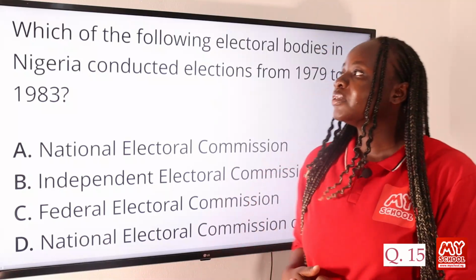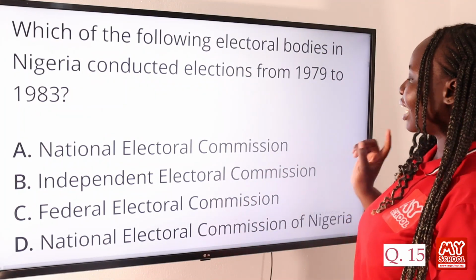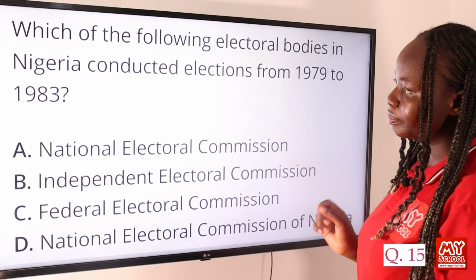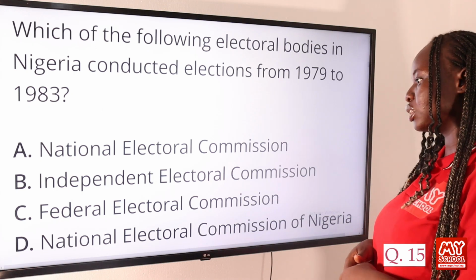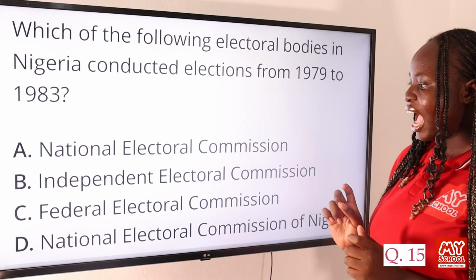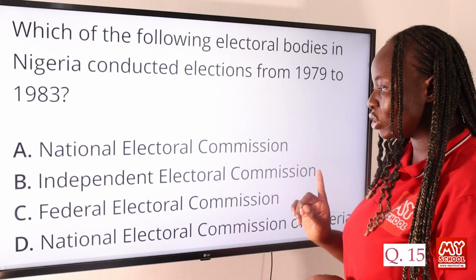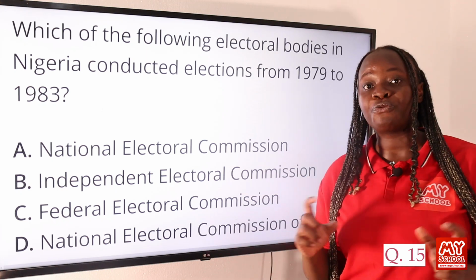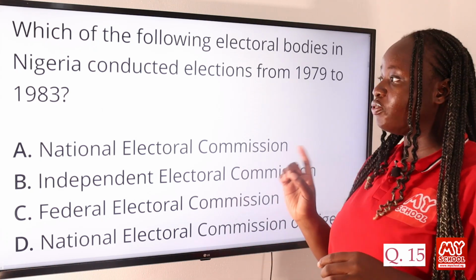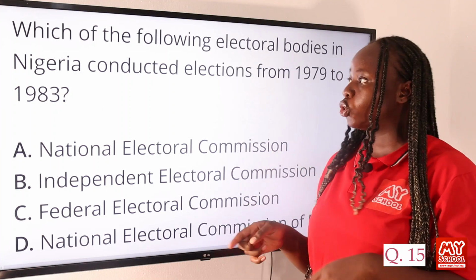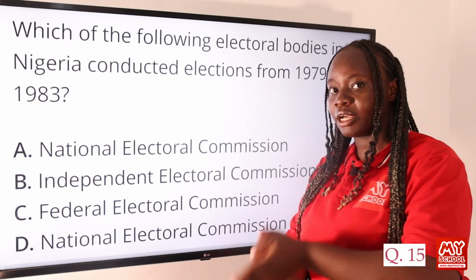Question 15. Which of the following electoral bodies in Nigeria conducted elections from 1979 to 1983? A. National Electoral Commission, B. Independent Electoral Commission, C. Federal Electoral Commission, and D. National Electoral Commission of Nigeria. So the answer to this question is option C, Federal Electoral Commission, or FEDECO. So FEDECO was an electoral commission that was developed under General Olusegun Obasanjo for the 1979 general election when they wanted to convert from military to civilian rule.